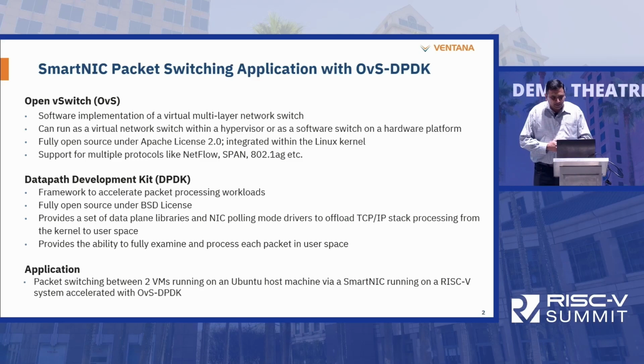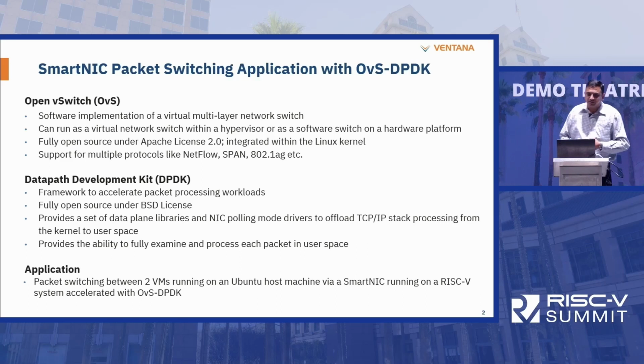So what is OVS? OVS stands for Open Virtual Switch. It's a software implementation of a virtual multi-layer network switch. It can either be run as a virtual switch on a hypervisor, or it can be run on bare metal, which is on the hardware platform itself. It's fully open source, released under the Apache 2.0 license, and it's fully integrated within the Linux kernel. And it has support for multiple protocols like NetFlow, SPAN, 802.1ag, and more. These are just some of the list here.